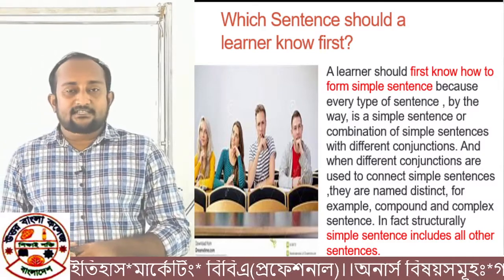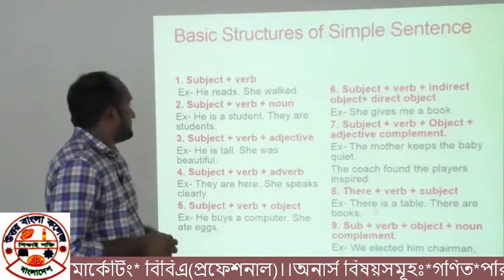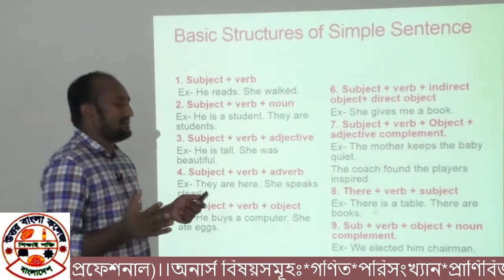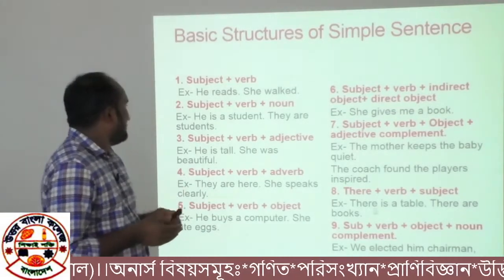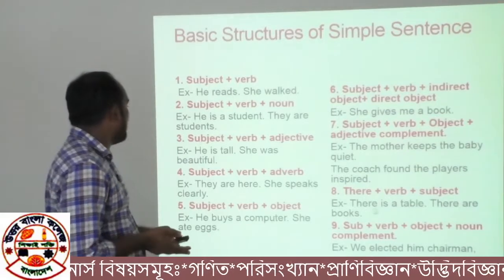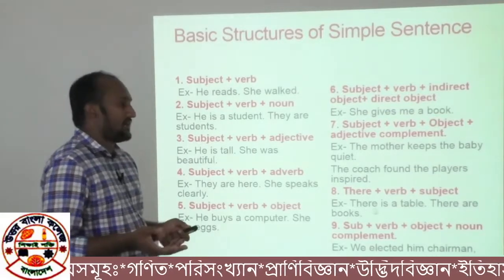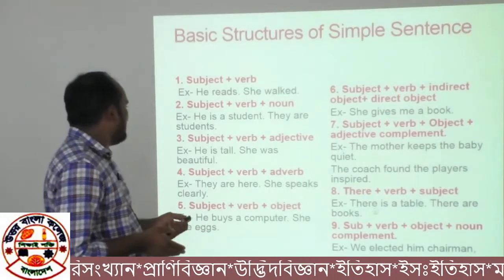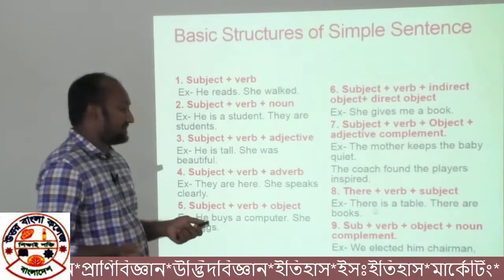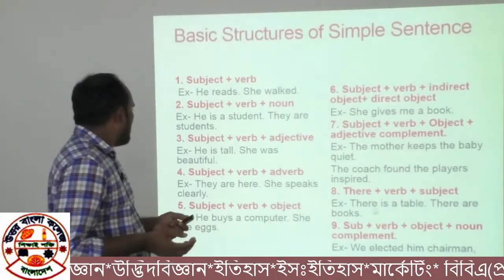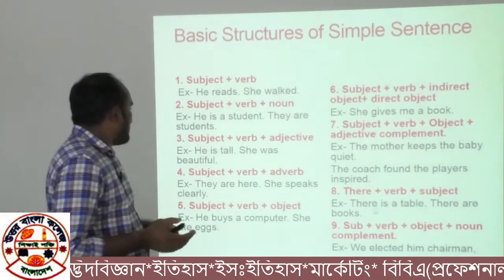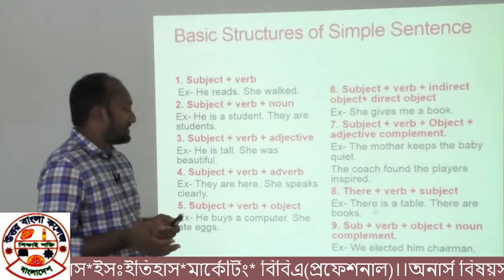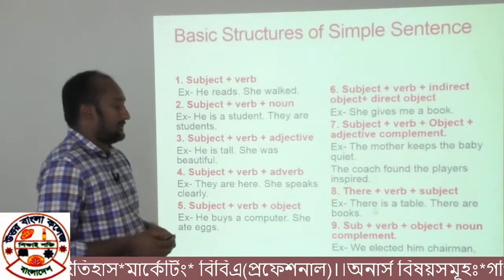So, the basic structures of the simple sentence. The first structure is subject plus verb. Subject plus verb can be a simple sentence. Here: he reads, she walked. Then subject plus verb plus noun can be a sentence: he is a student, they are students. And subject plus verb plus adjective can also be a sentence. For example, he is tall, she was beautiful.